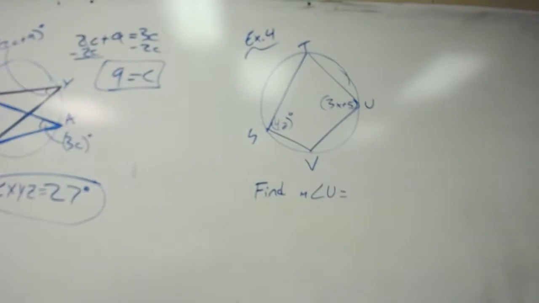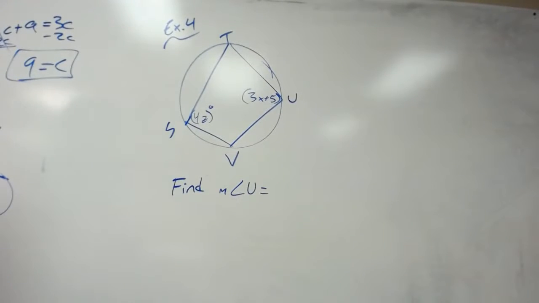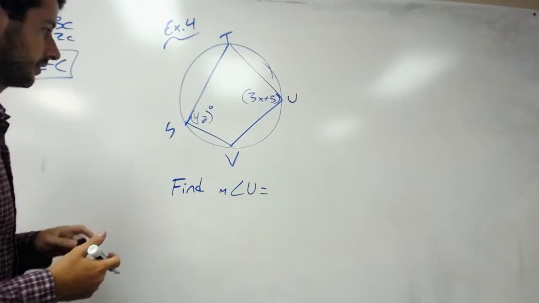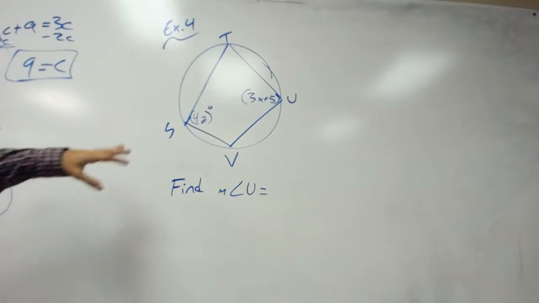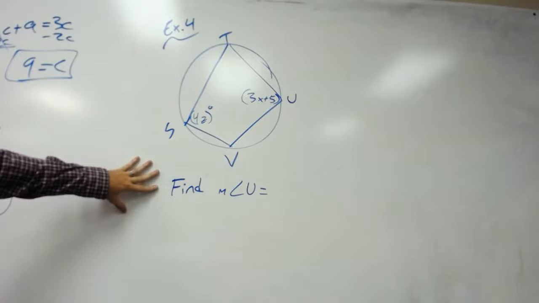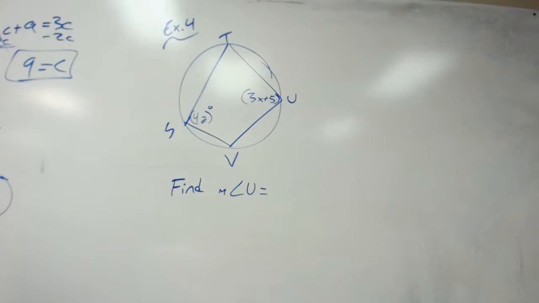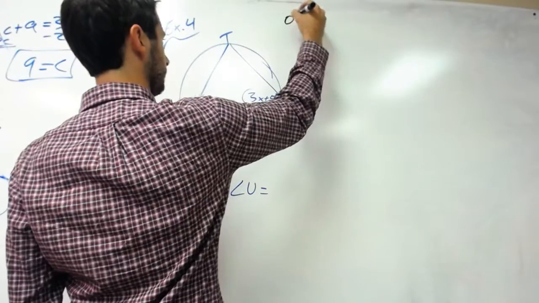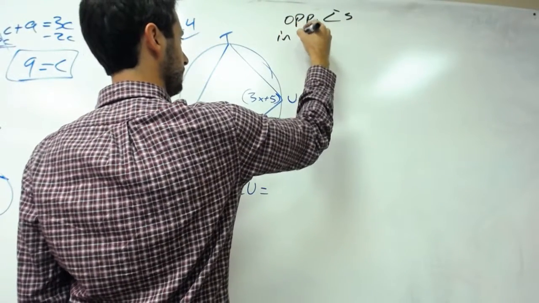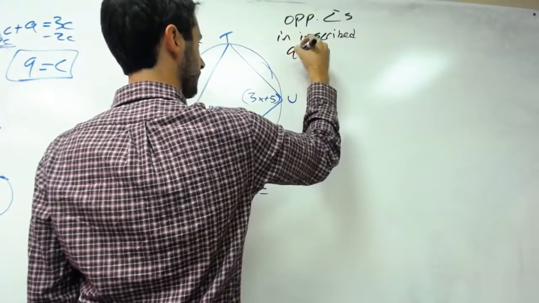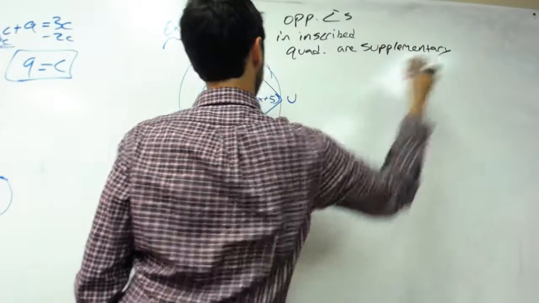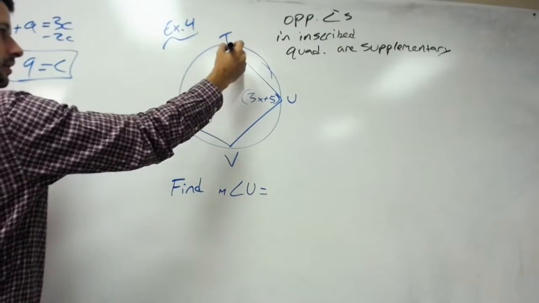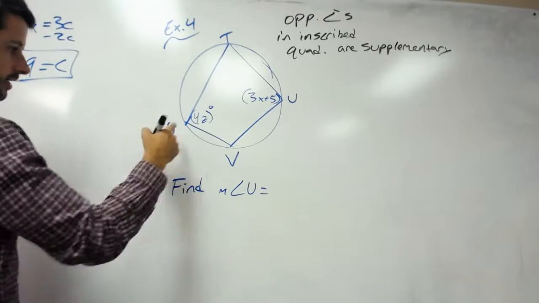The last thing we're going to look at is an inscribed quadrilateral. An inscribed quadrilateral is a quadrilateral inside of a circle, so its endpoints lie on the circle. And in this, it wants us to find the measure of angle U. Theorem 47.4 states that opposite angles in an inscribed quadrilateral are supplementary. So they add up to be 180 degrees. So T and V would add up to be 180, and then S and U.